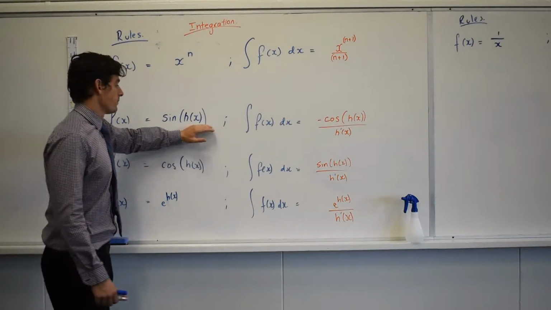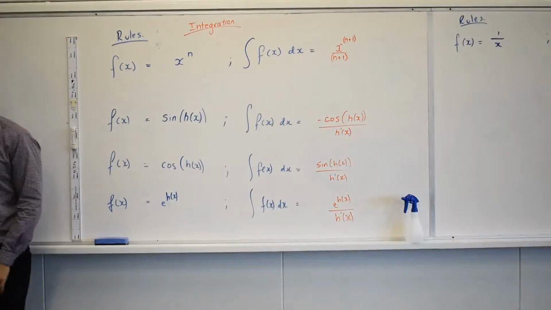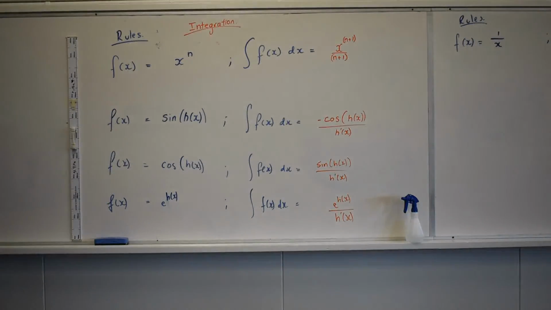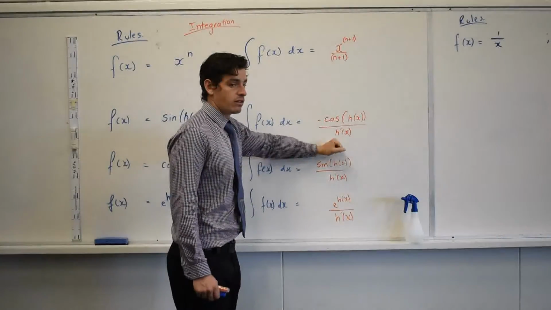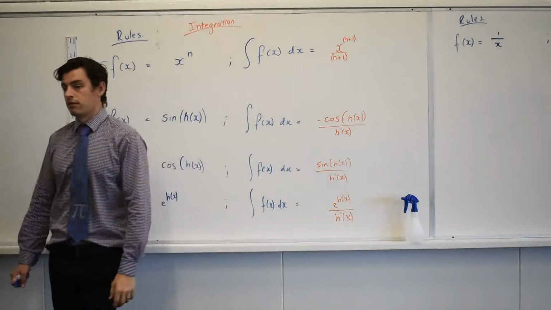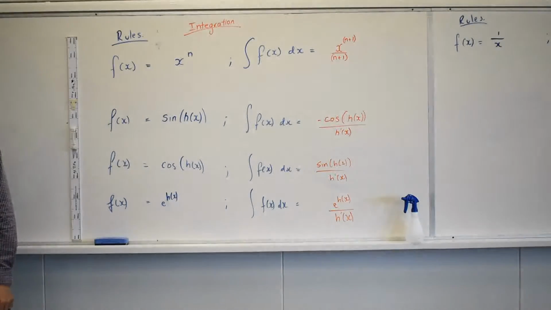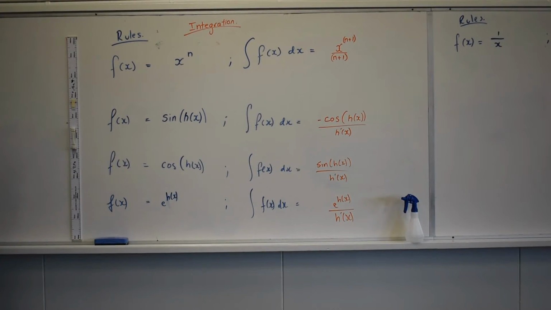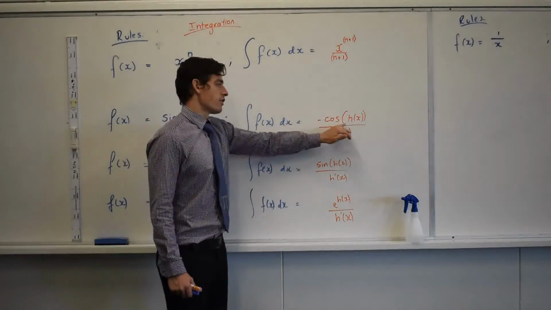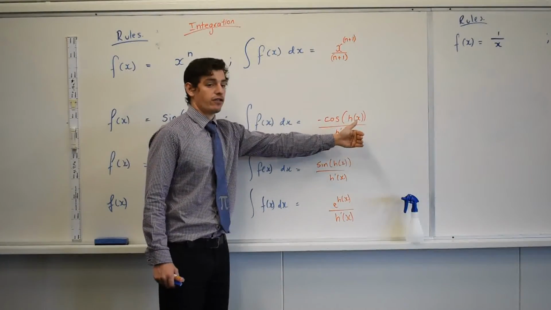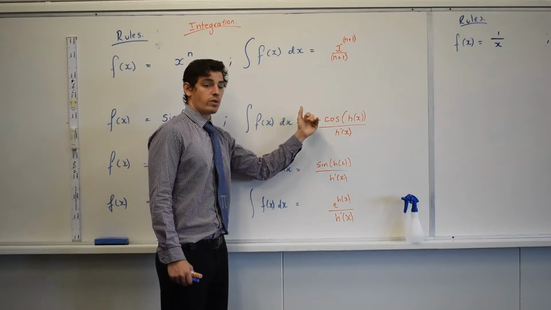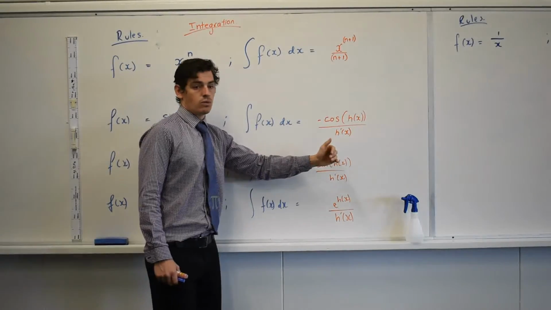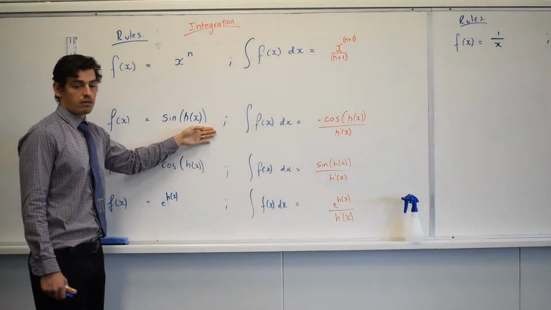Sine of hx. Give me a value for hx, Abby. 20. It has to have an x in it though. 20x. Sine of 20x equals negative cos of 20x divided by 20. Cool. How could I check that? Derive that. Negative cos 20x divided by 20. If I derive that, I'll get positive sine, 20 out the front. 20 divided by 20 is 1. I'm left with sine 20x. Ta-da.